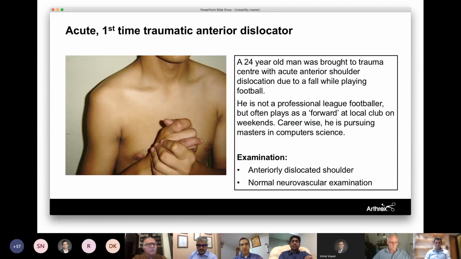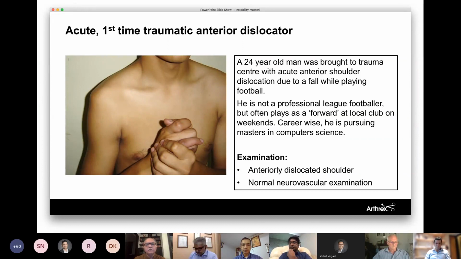So a 24-year-old man was brought to the trauma center. You can see the picture on the left side of the screen with acute anterior shoulder dislocation due to a fall while playing football. Now, as far as his game is concerned, he's not a professional league footballer, but often plays as forward at a local club on weekends. Career-wise, he's pursuing a master's in computer science. When we examined, we realized that he has an anterior dislocated shoulder, which you can see on the right side of his shoulder with the loss of deltoid contour, holding the hand in the typical posture, and his neurovascular examination for local axillary nerve and distal brachial plexus were completely normal.